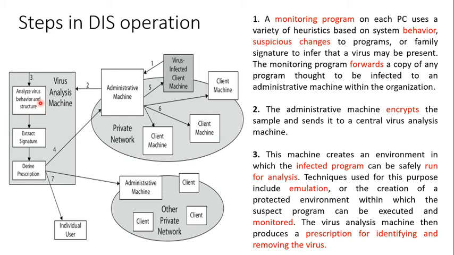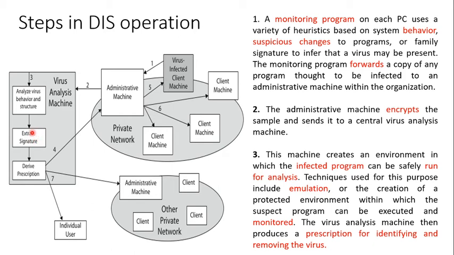How will it make a decision? First, what is it going to do? It is going to execute that corrupted file itself. Your virus analysis machine will execute the corrupted file to check the behavior of that particular file. Based on that, it will identify the particular virus. Once it identifies the virus, then the second important step is that it will extract the signature of the identified virus.